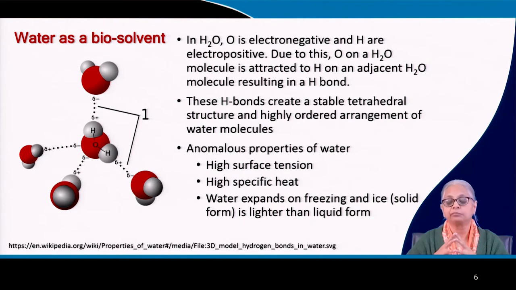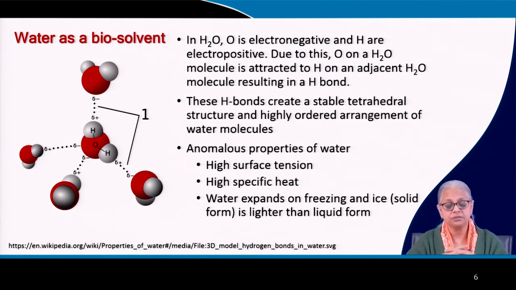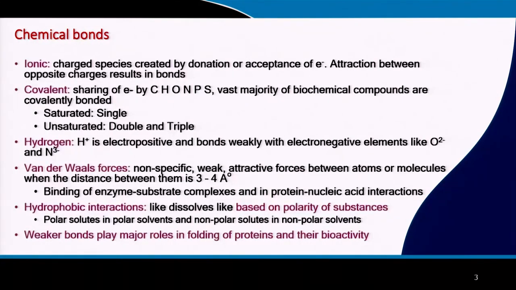So the anomalous properties of water that we know it has: high surface tension, high specific heat, and it expands when frozen, and ice is lighter than the liquid form. The solid form is lighter than the liquid form. No other solvent has the same properties. And this is what allows life to survive even under sub-zero conditions. When the ambient temperature is sub-zero, it's that layer of ice that forms literally an insulating blanket that allows life forms to exist below the ice. So all these things are what make life possible, and it's all based on this hydrogen bonding.